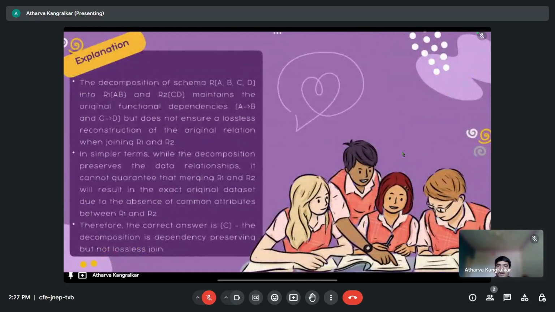The decomposition of schema R(A, B, C, D) into R1(AB) and R2(CD) maintains the original functional dependencies A to B and C to D, but does not ensure a lossless reconstruction of the original relation when joining R1 and R2. So in simple terms, while the decomposition preserves the dependencies, we cannot guarantee that merging R1 and R2 will result in the exact original dataset, due to the absence of common attributes between R1 and R2. Therefore, the correct answer is C. The decomposition is dependency preserving but not lossless join.